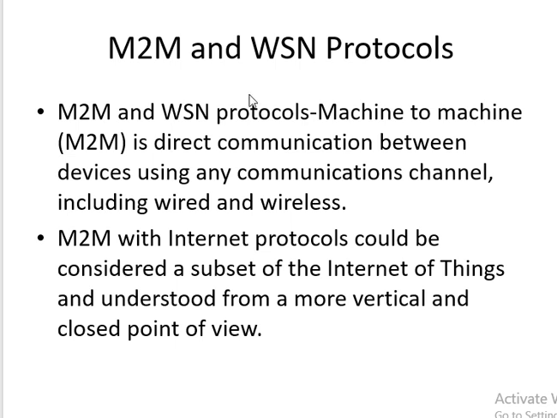M2M and WSN protocols. Machine to machine is direct communication between devices using any communications channel, including wired and wireless. So, what is machine to machine protocol? It is a broad label that can be used to describe any technology that enables network devices to exchange information and perform actions without the manual assistance of humans. Artificial intelligence and machine learning facilitate the communication between systems, allowing them to make their own autonomous choices.